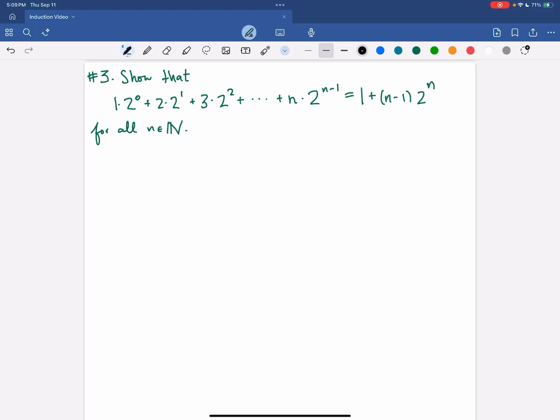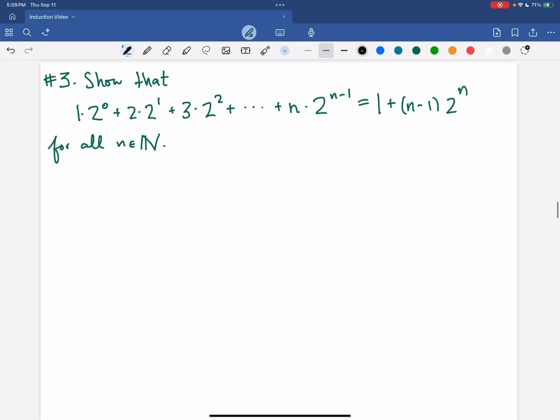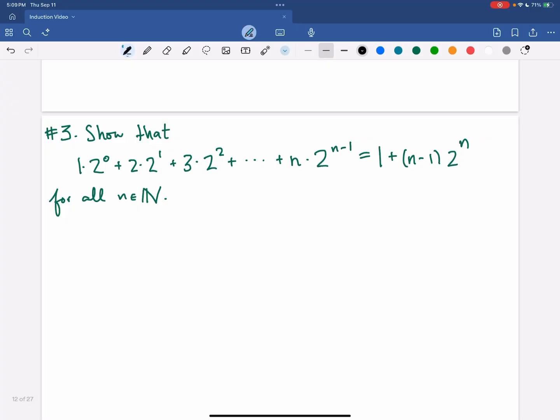Okay, so here we can see that we've got this pattern where for each of these new terms, we're counting up 1, 2, 3, etc. And then each of those has been paired with a power of 2 that's 1 less than what it is. Okay, sorry, that just cut off.